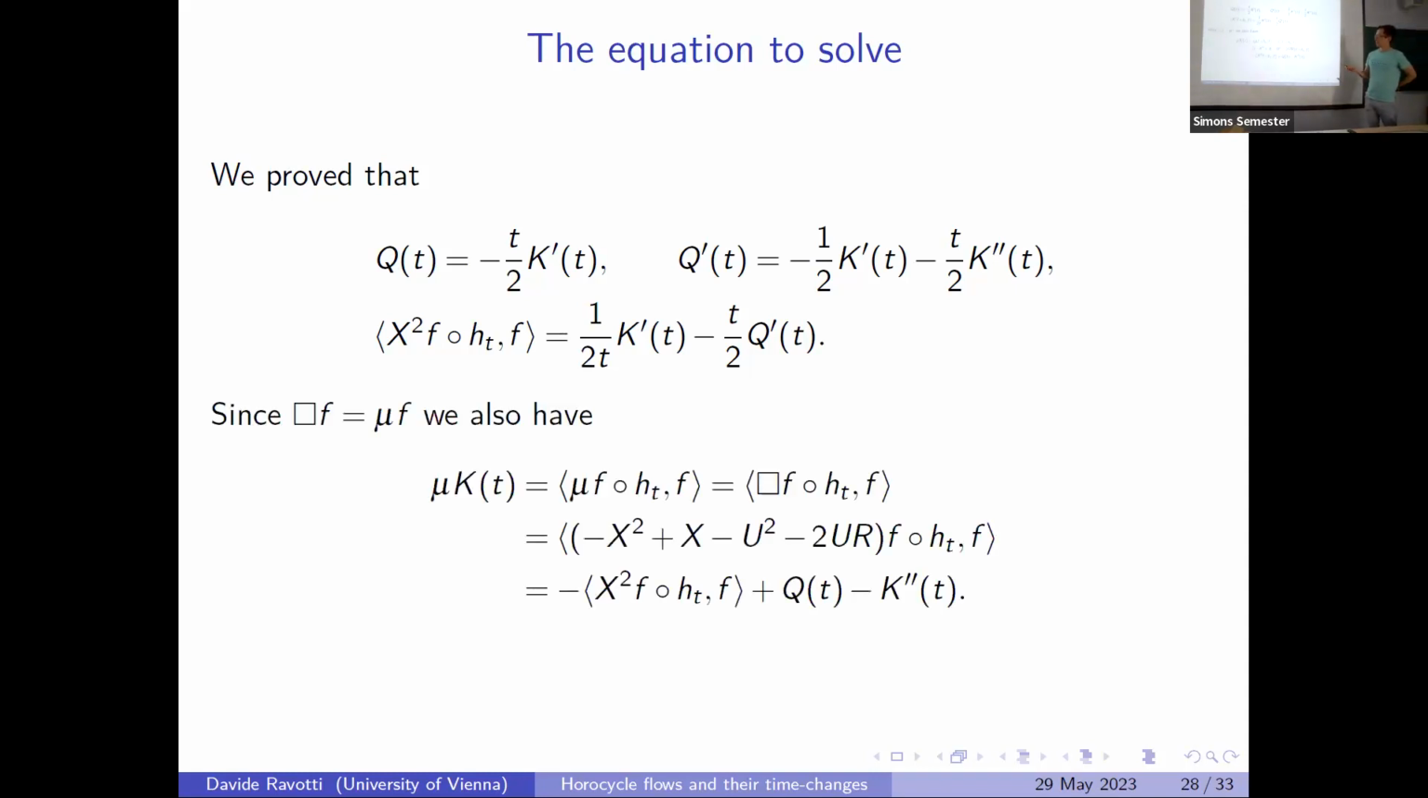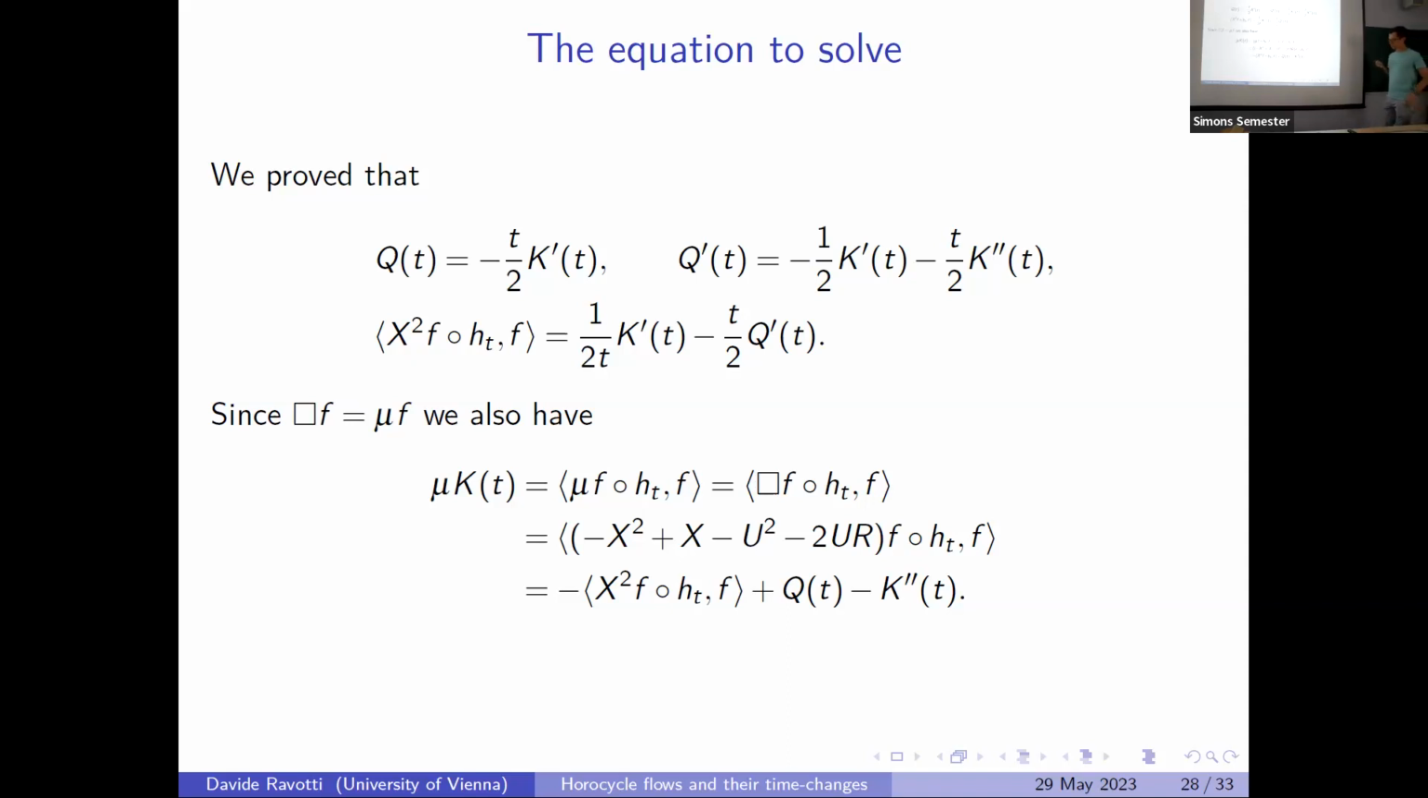So since F is an eigenfunction for the Casimir, mu times F, I can write it. So from this equation, I can write that mu times k of t, okay, I can take the mu inside the definition of k. And now instead of mu of F, I write the Casimir applied to F. And now I substitute the expression that I had for the Casimir operator, that is this one over here. So I have the first term, I leave it as it is. The second term corresponds to Q of t. And the last term, there is a derivative of F with respect to R. So this term will cancel, and this term with the U square is going to be minus k double prime of t. Does this make sense?